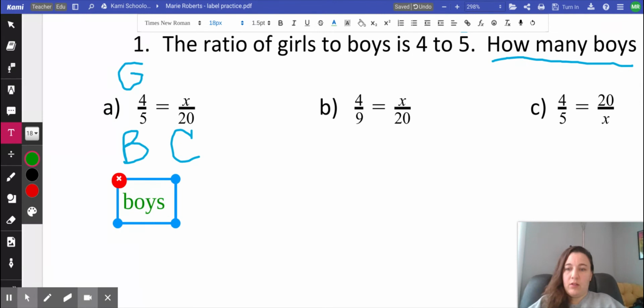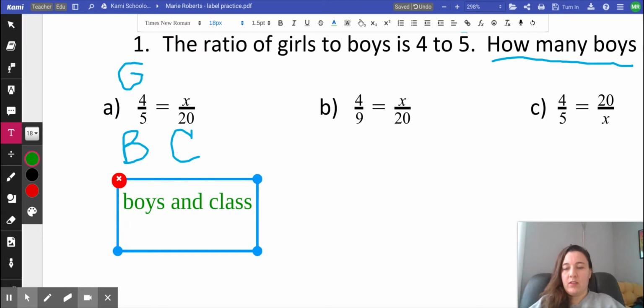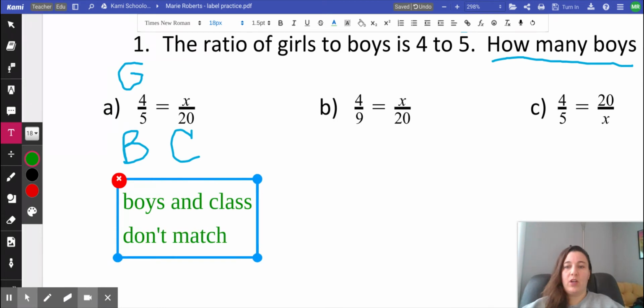Boys don't equal, there's no not equal sign, huh? Boys and class don't match. Done. That's an explanation. I'll do it again. You're going to do these on your own. I'll do one more though.